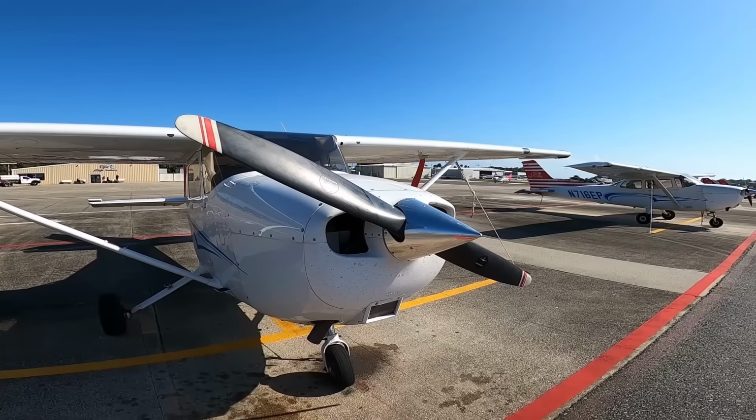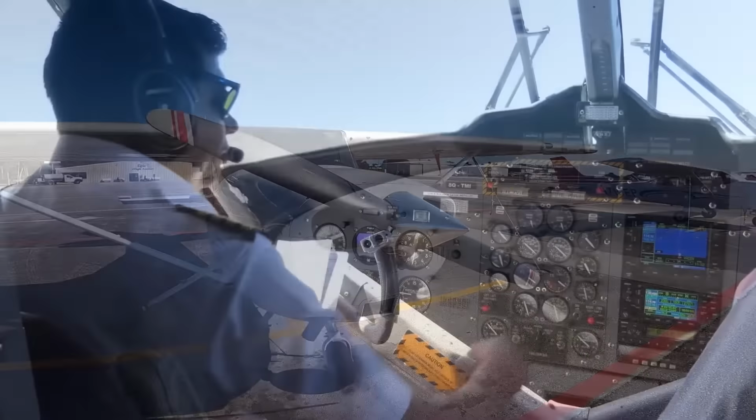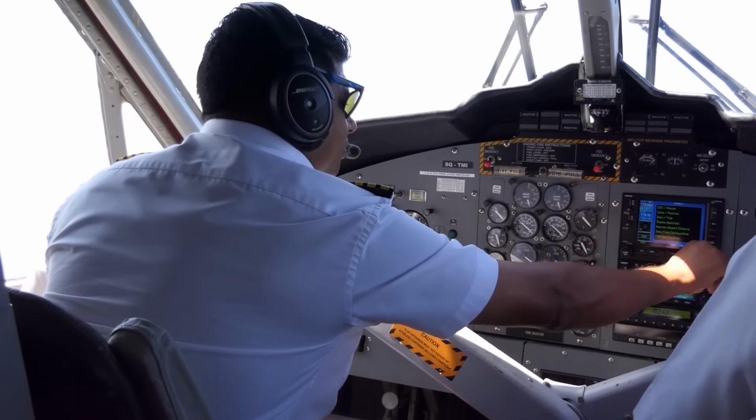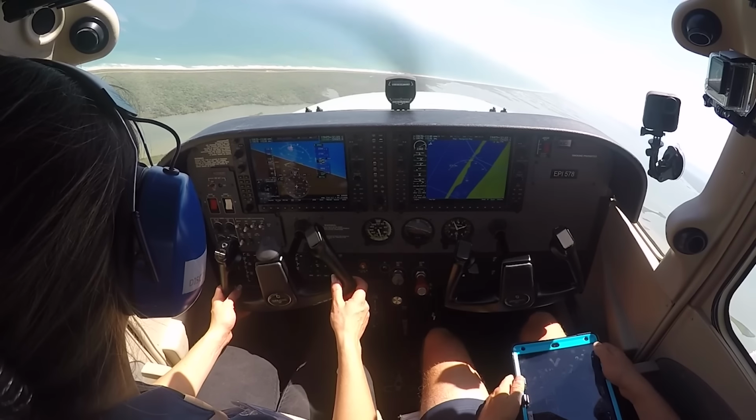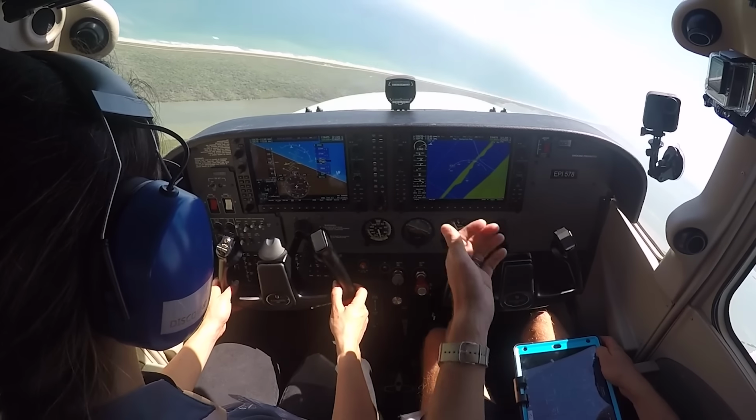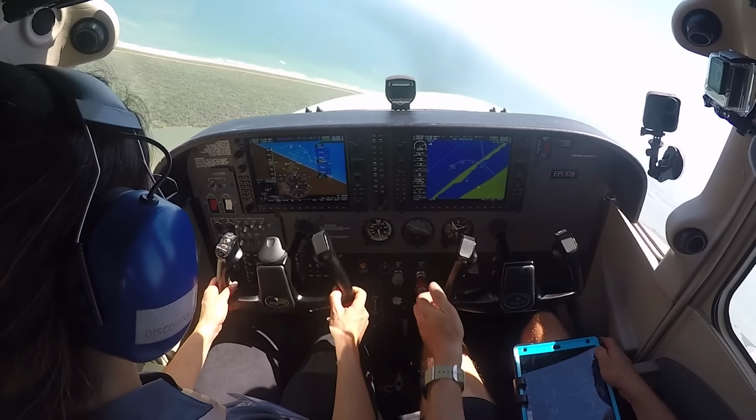Epic's entire fleet contains glass cockpits because the airlines require pilots to be experienced in glass cockpits. You will find dual controls in Epic's fleet. These are used by both the instructor and the flight students.